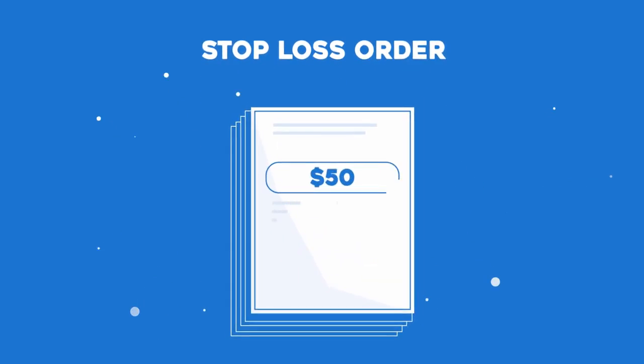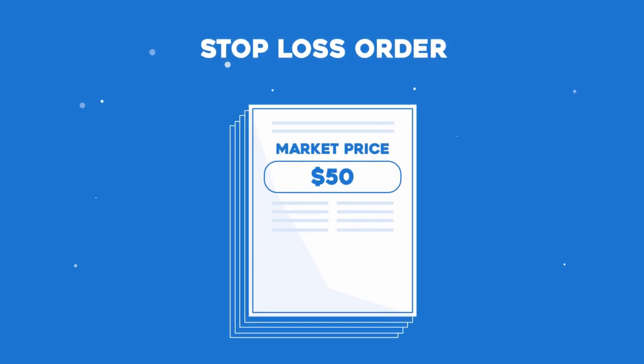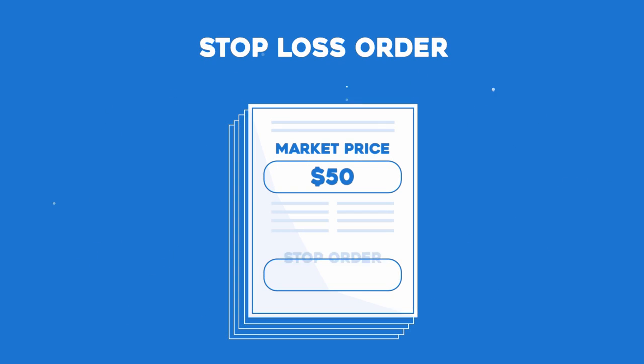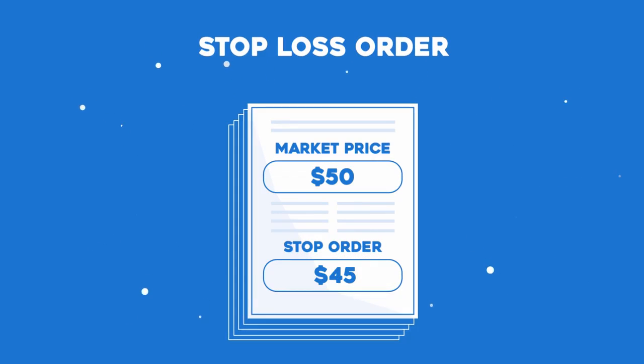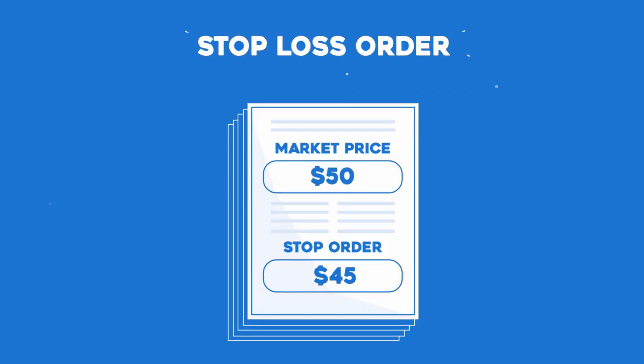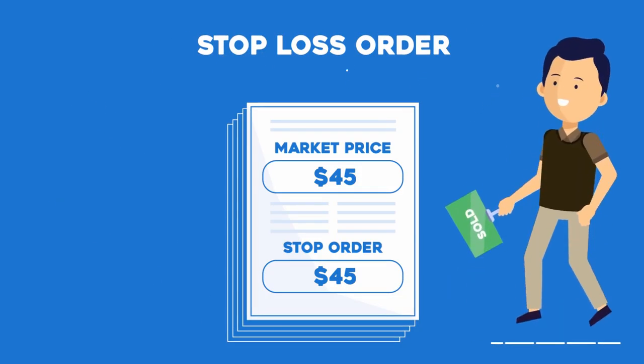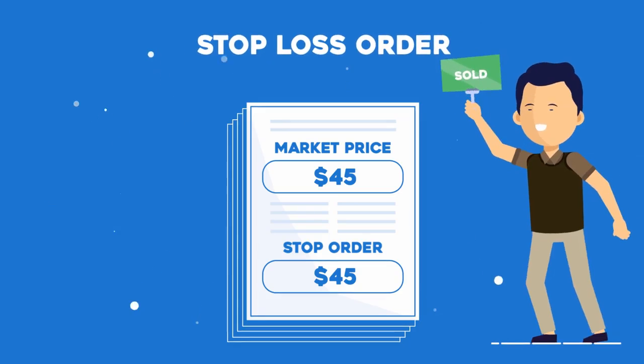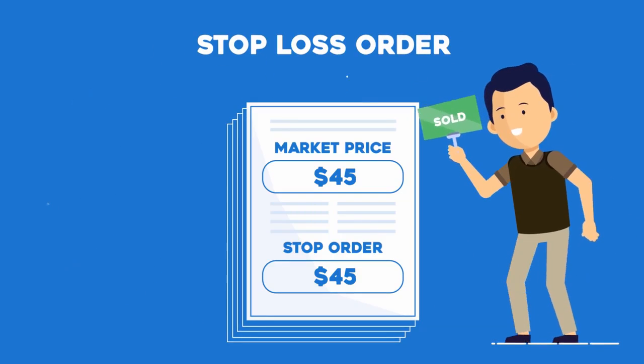Let's say you have a $50 share of XYZ stock and you place a stop-loss order for $45. If the price of XYZ drops to $45, a market order will be triggered and your shares will be sold, but at the current market price. This could be below the stop order price of $45.